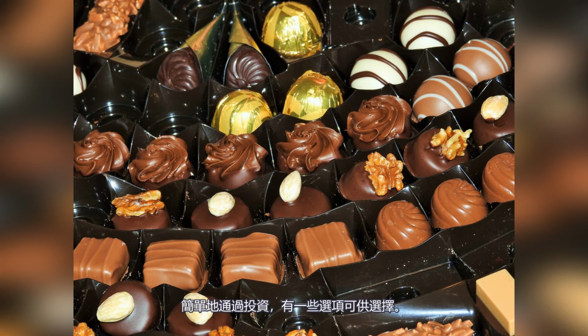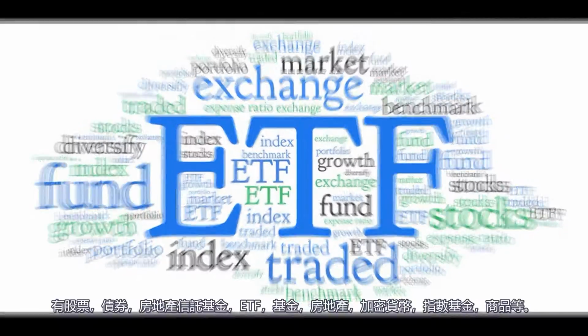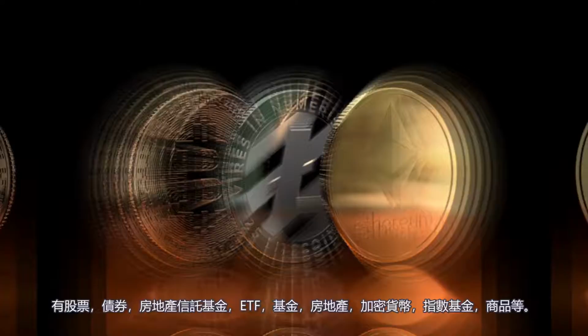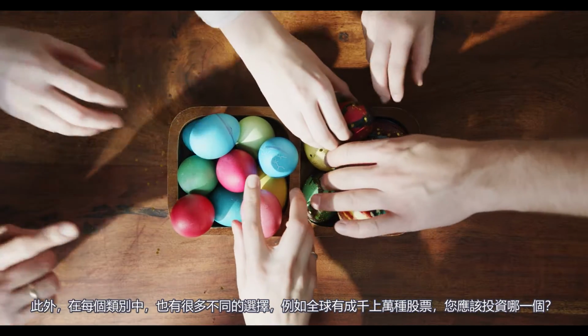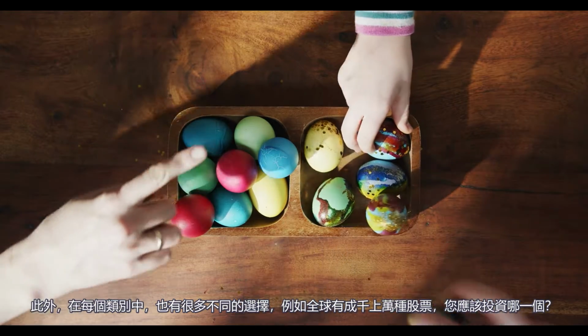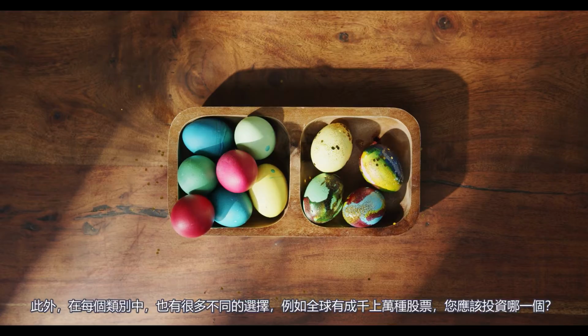Simply by investment, there are a handful of options to choose from. There are stocks, bonds, REITs, ETFs, funds, real estates, cryptocurrencies, index funds, commodities, etc. Furthermore, in each category, there are also a lot of different selections, like there are thousands of different stocks around the world. Which one should you invest in?